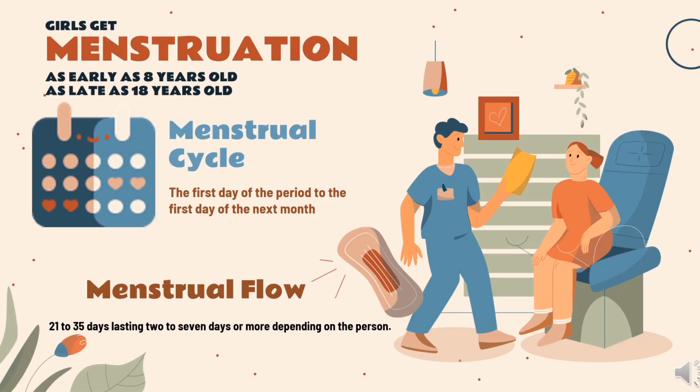Girls generally begin having periods around the age of 12, but they can begin as early as 8 and as late as 18. Each woman has a different menstrual cycle, which is measured from the first day of the period to the first day of the next month. Menstrual flow occurs every 21 to 35 days, lasting 2 to 7 days or more depending on the person.